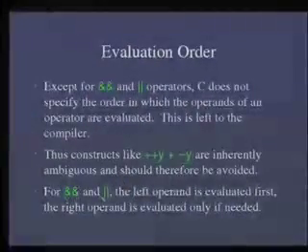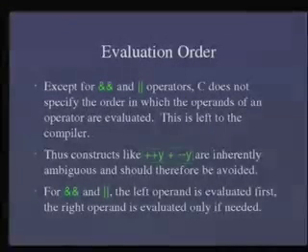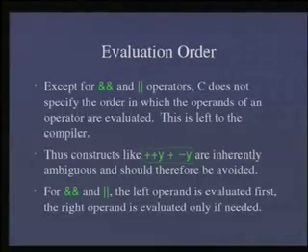For the logical AND and the logical OR operators, the C language does define the order in which the two operands are evaluated, and the left operand is always evaluated first, and the right operand is evaluated only if the result of the expression cannot be computed based only on the value of the left operand. For the logical AND operator, if the first operand, the left operand, evaluates to false, then the entire expression must evaluate to false, because for it to evaluate to true, both the operands must be true. So if the first operand evaluates to false, then the second operand will not be evaluated at all.